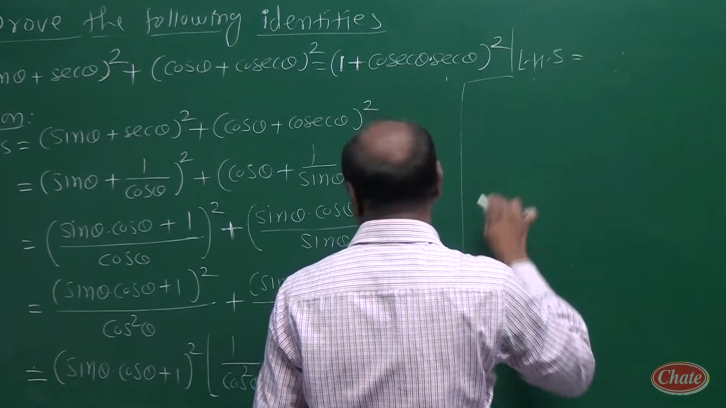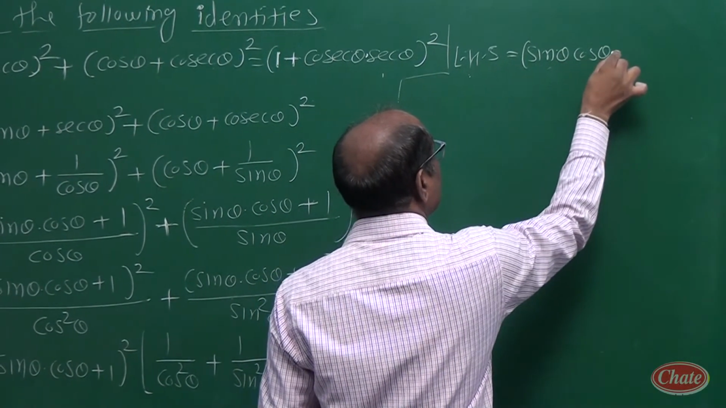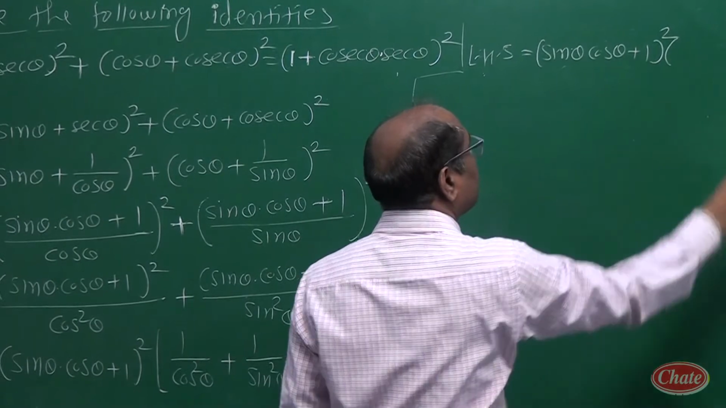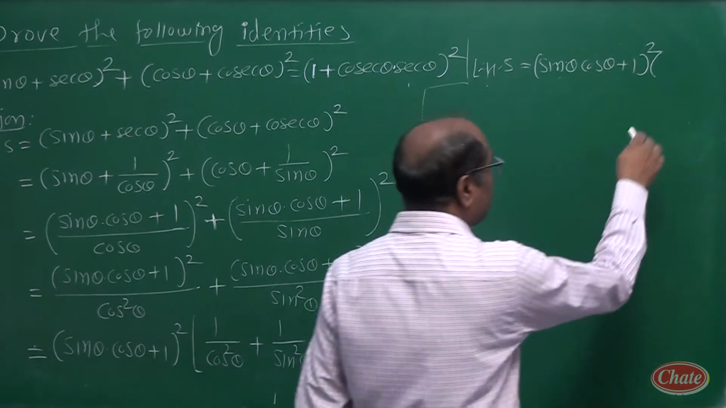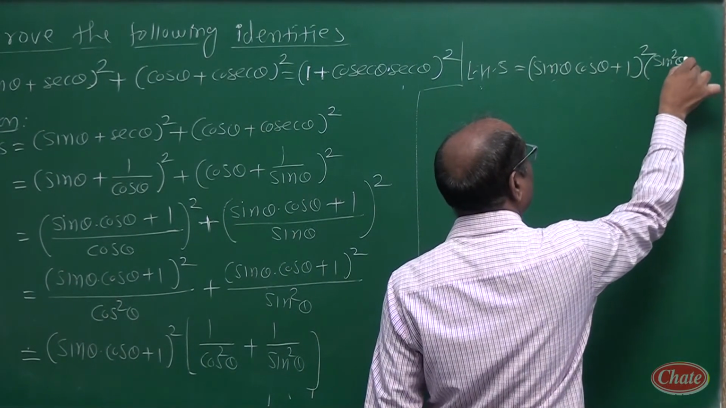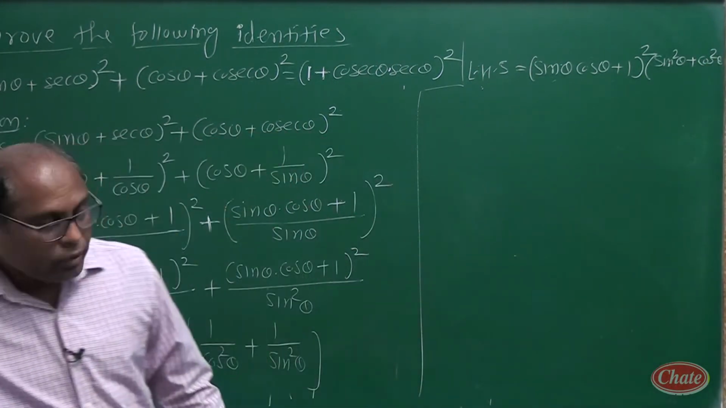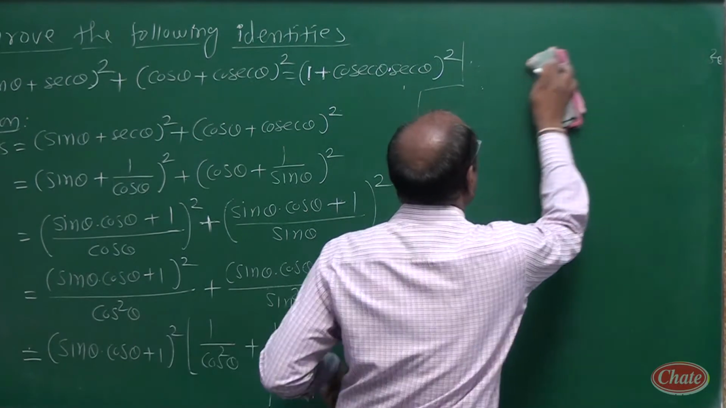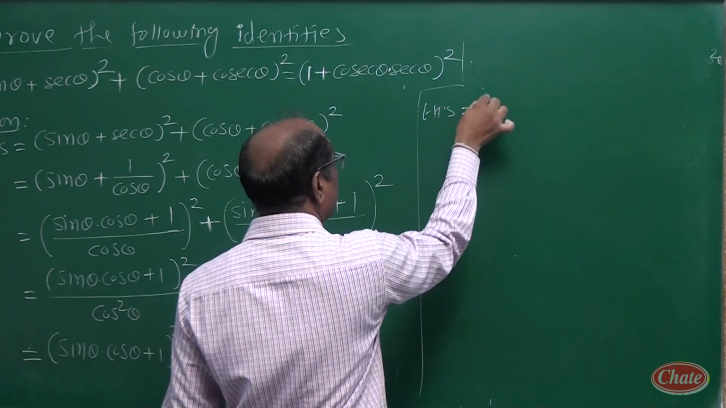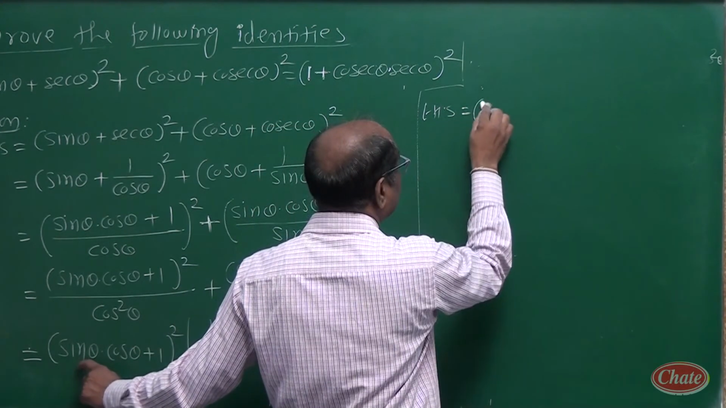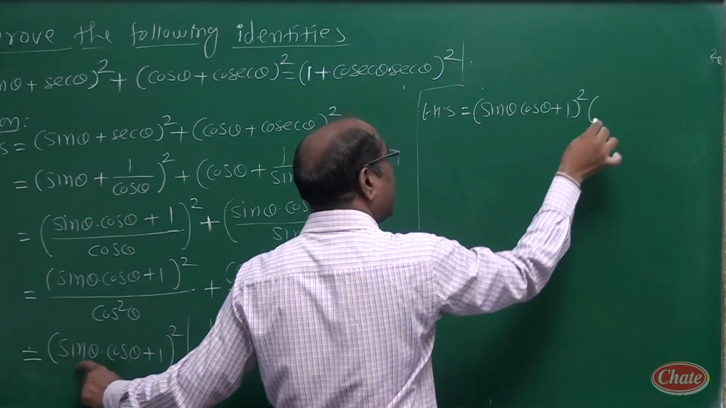LHS is equal to (sin theta cos theta plus 1) bracket square into, in the second bracket, take the cross multiplication here. So what we get there? Sin square theta plus cos square theta. Okay, so left hand side is equal to (sin theta cos theta plus 1) bracket square.